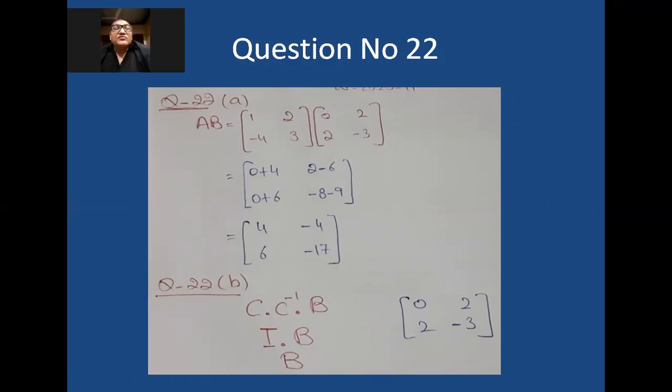An identity matrix multiplied with any matrix gives the same matrix in the answer. For example, if I multiply with A, A will be the answer. If I multiply with B, B will be the answer. If I multiply with C, C will be the answer. So I multiply with B, B will be the answer, and the matrix B is 0, 2, 2, minus 3.